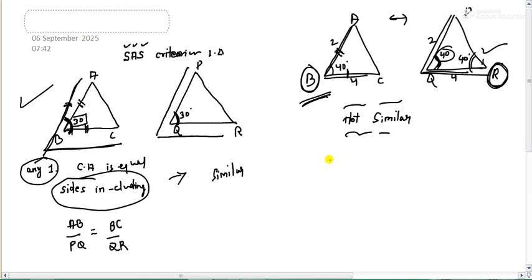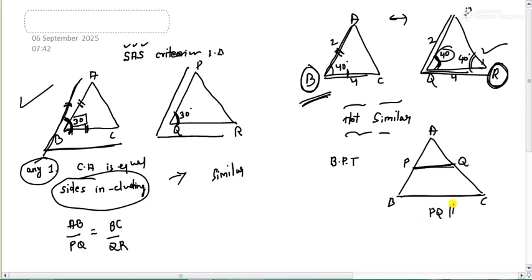Okay. And you already know about BPT, right? There is no need of explanation. BPT means if one line is parallel to a side of a triangle, then the other two sides are divided proportionally, correct? I think you know this. So if PQ is parallel to BC, what can we say? We can say AP by BP is equal to AQ by QC, correct? Right, so you should remember this as well.